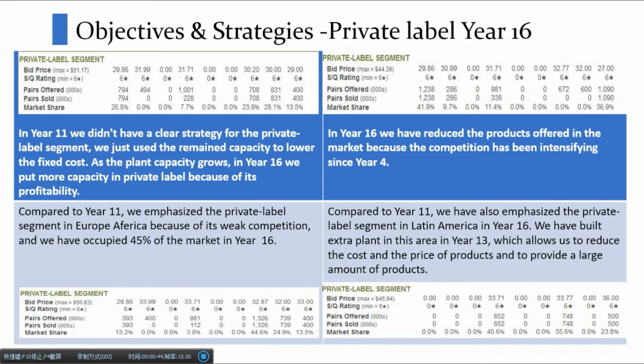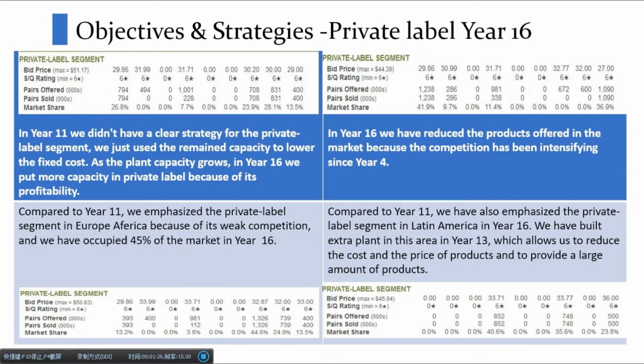Considering the high risk of these segments, our pricing strategy depends on our competitors, and we have cut the cost by following the strategy of selling the products made in the same region. And as for each area, for North America, in year 11, we didn't have a clear strategy for the private label segments. We just used the remaining capacity to lower the fixed cost. And as the planned capacity grows in the next 5 years, in year 16, we put more capacity in private label because of its profitability.